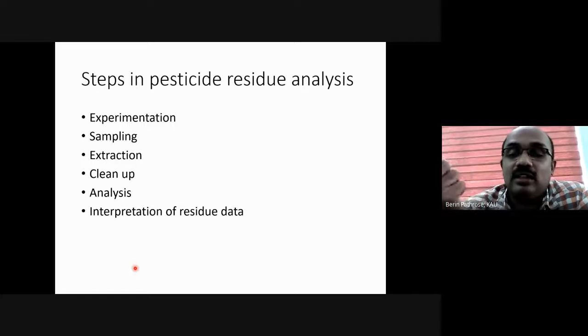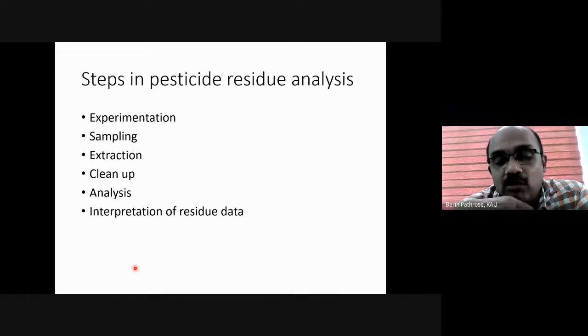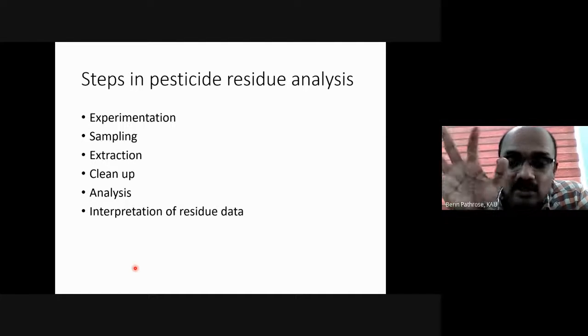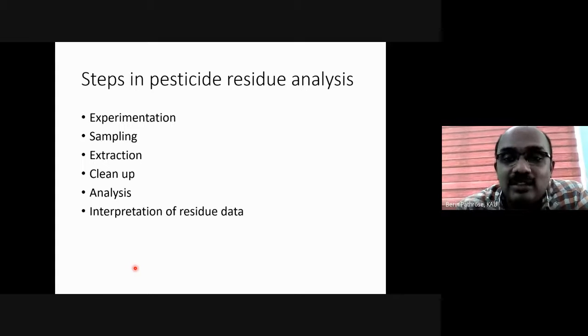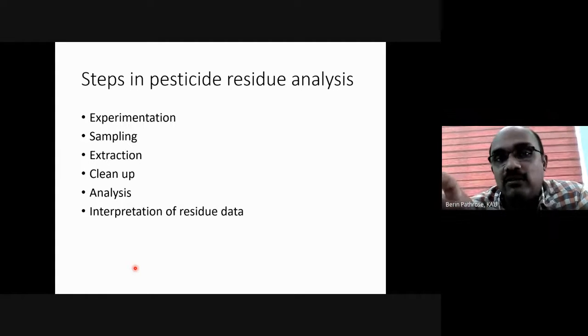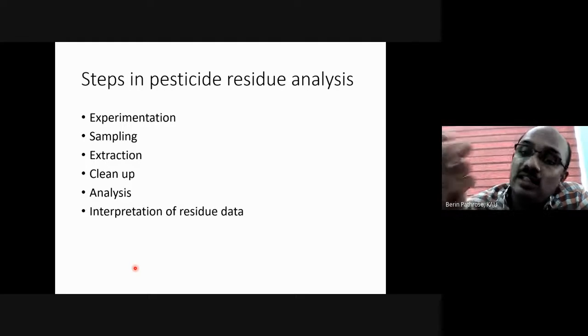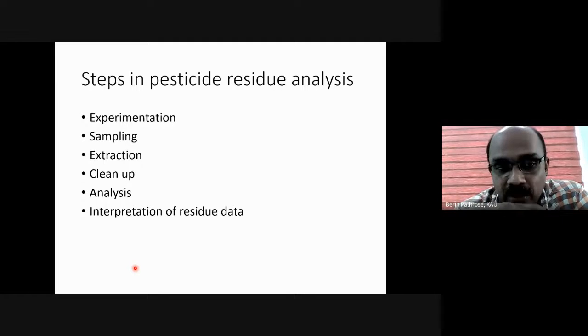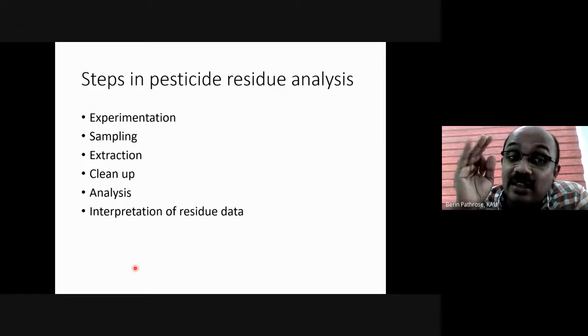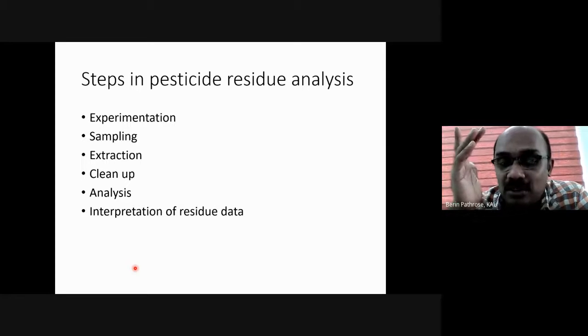Otherwise, routinely in the case of Vellanikara lab, our lab, we don't go for any experimentation. In case of some students' work, we may go for some experimentation. Otherwise, routinely we don't go for any experiment. But in the Vellayani lab, because of the ACRP mandate, if a company wants to register a new pesticide, they will go for experimentation. Otherwise, we start with sampling only. So sampling, extraction, cleanup, analysis, and interpretation of data.